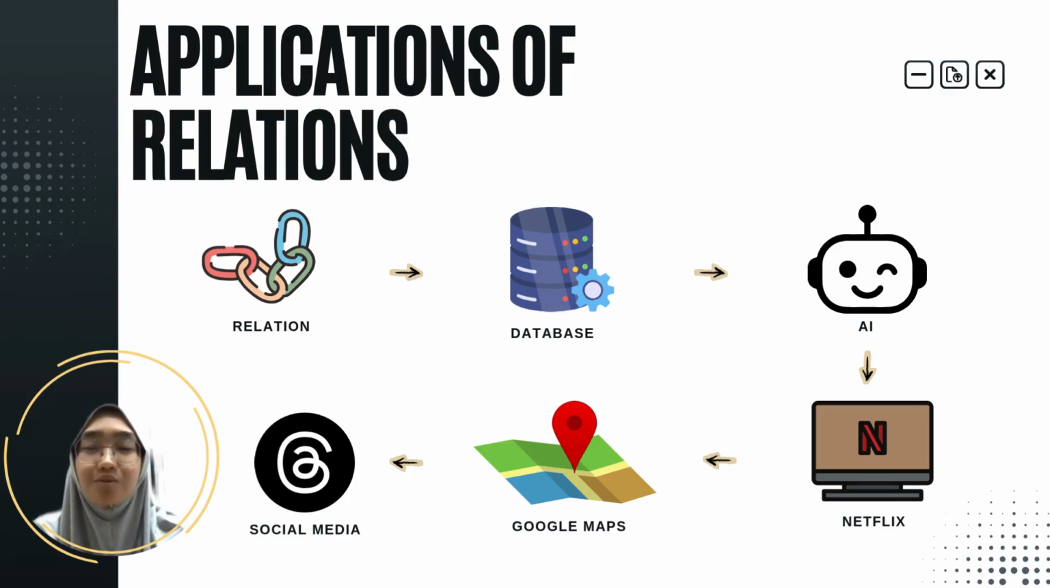Google Maps uses relationships between locations to calculate routes, while social media platforms use relationships to connect users with friends and communities. So, relations are not just mathematical theories, they are practical concepts used in many technologies we use every day.